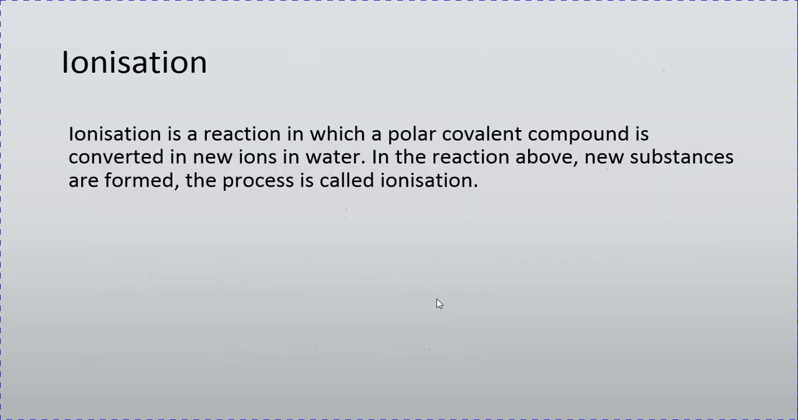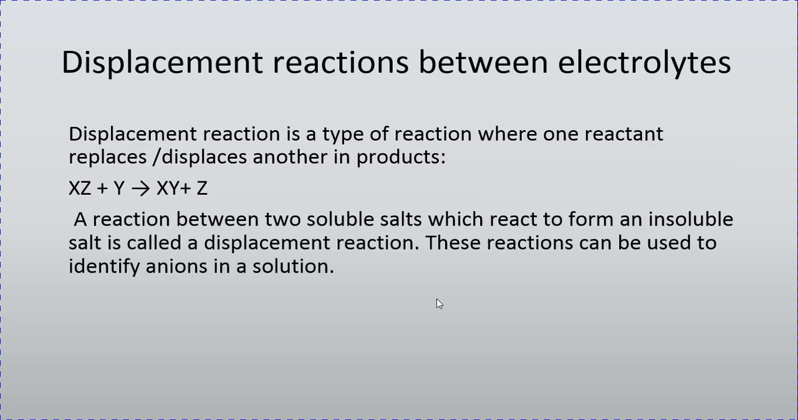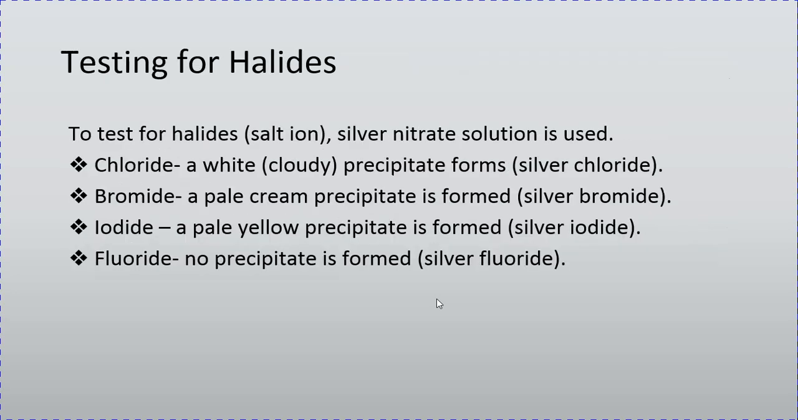Ionization. Ionization is a reaction in which a polar covalent compound is converted into new ions in water. In the reaction above, new substances are formed and the process is called ionization. Displacement reaction between electrolytes. A displacement reaction is a type of reaction where one reactant replaces or displaces another in the product. A reaction between two soluble salts which react to form an insoluble salt is called a displacement reaction. These reactions can be used to identify anions in a solution.